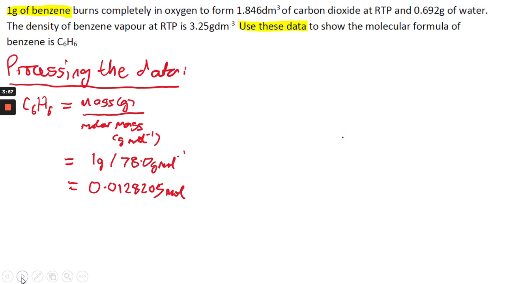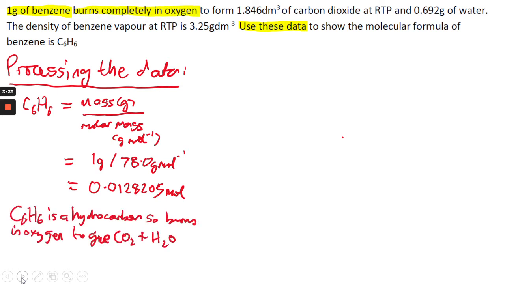I'm going to use this as a reference point later on, because we were not told in the question that benzene is 78 grams per mole. And like it says in the highlighted part, it says use these data. So I'll come back to this 0.0128205 a bit later on. It says it burns completely in oxygen. So another quick reference point would be to construct an equation, and we can see the ratio of benzene to carbon dioxide to water.